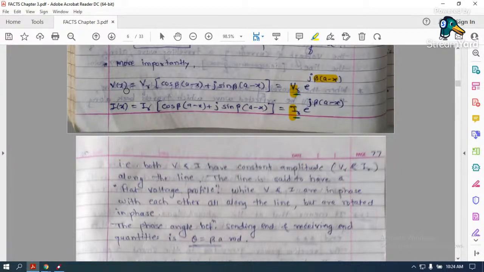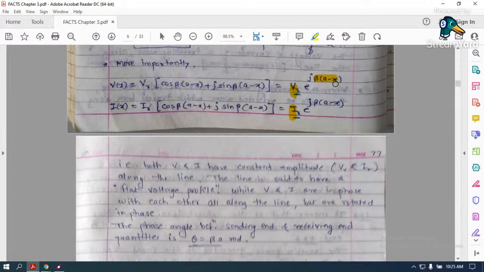If I put here x equal to 0, this is nothing but my sending end voltage. If I put here x equal to A, this is my receiving end voltage. If I put here x equal to A by 2, this is my midpoint voltage. Right? But in all cases, for the sending end, receiving end, midpoint, or at any x, the magnitude is what? Constant. Only the angle is dependent on the value of x. Getting me? Magnitude is always fixed to the value VR.